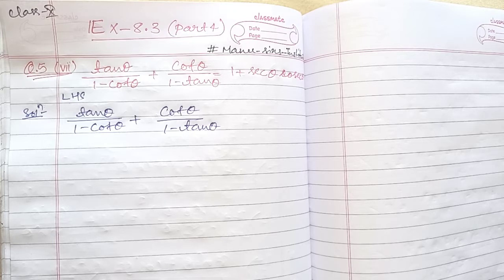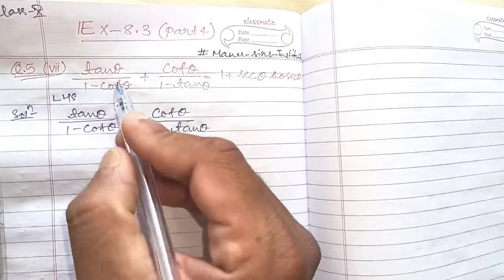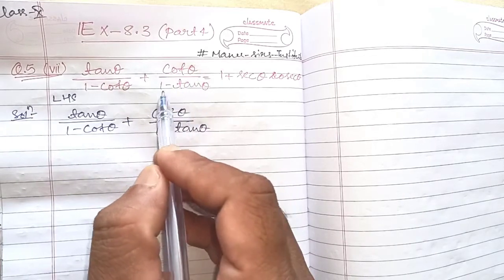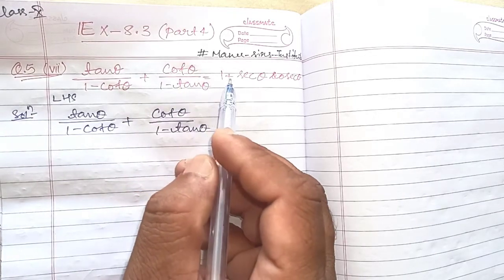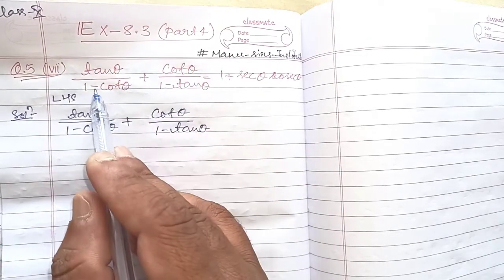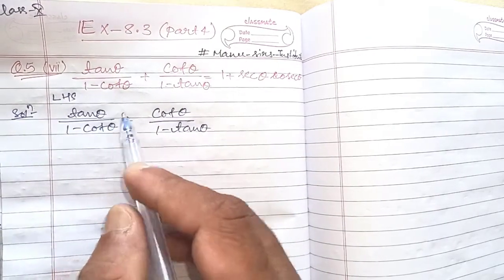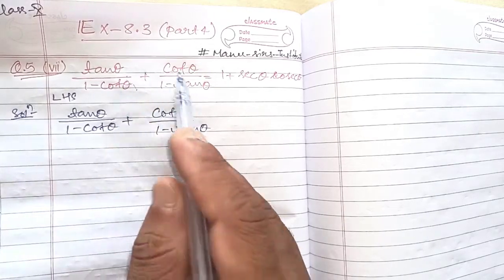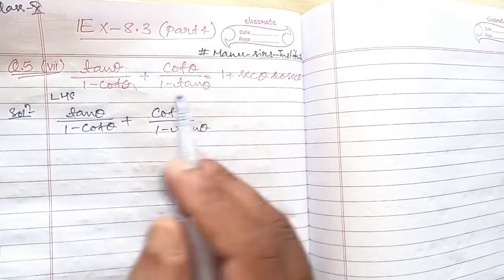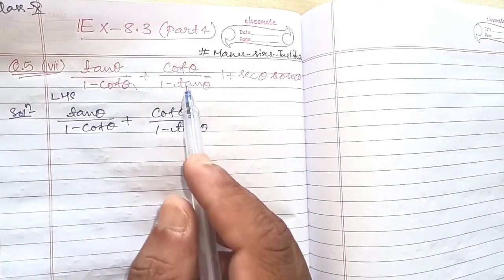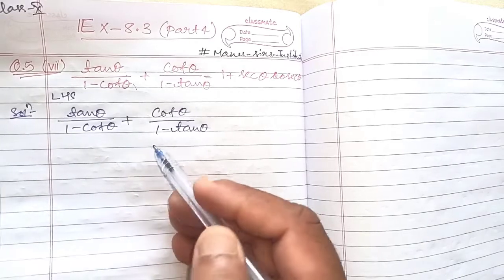This is question number 5, 7th bit. In the 7th bit the question is given: tan theta divided by 1 minus cot theta, plus cot theta divided by 1 minus tan theta, equals 1 plus sec theta into cosec theta. Okay, this is our question. I have taken LHS. Why? Because I already told you, whenever you are getting numerator and denominator in the LHS or the RHS, you select that part. Here two terms are there and both are in numerator and denominator, so I have taken LHS.